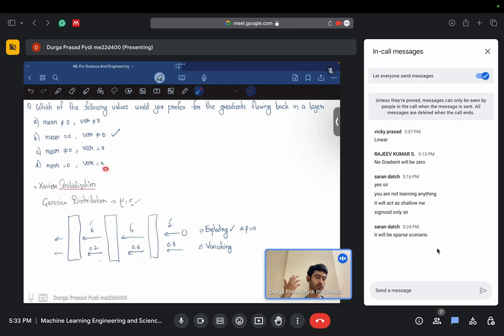And if both are equal to 0, then again the network will not be able to learn anything, because as long as variance is 0, that symmetry cannot be broken, and then it will not be able to learn any new features easily. Is this clear?